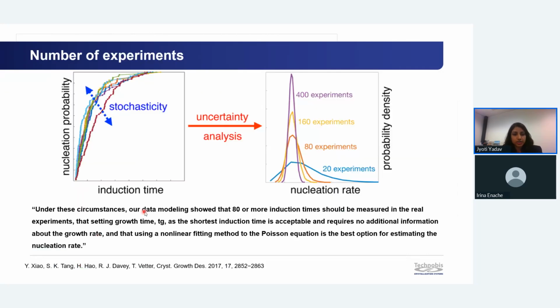Then the next question that can come up is, why do we need to perform the experiments at least 80 times? This is a study done by Zio et al., who explained that as nucleation is a stochastic process, to control the uncertainty related to the nucleation measurement, experiments need to be performed at least 80 times to estimate the nucleation rate or nucleation kinetics correctly with the statistics.